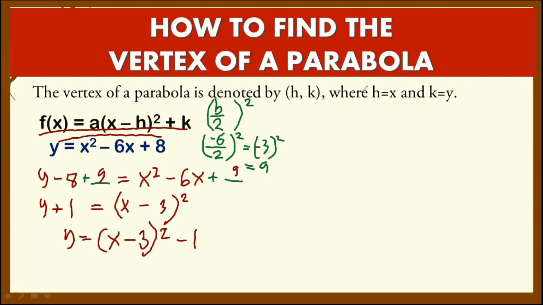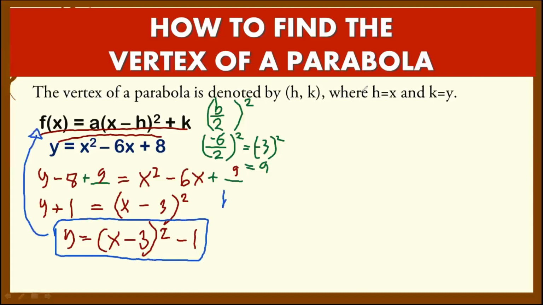If you notice, our equation now is in the format of the vertex form. So how to find our h and how to find our k? Our h is the value here, and we take the opposite of that. The opposite of negative 3 is positive 3, and we take the value of our k, which is negative 1. So our vertex is now (3, negative 1).